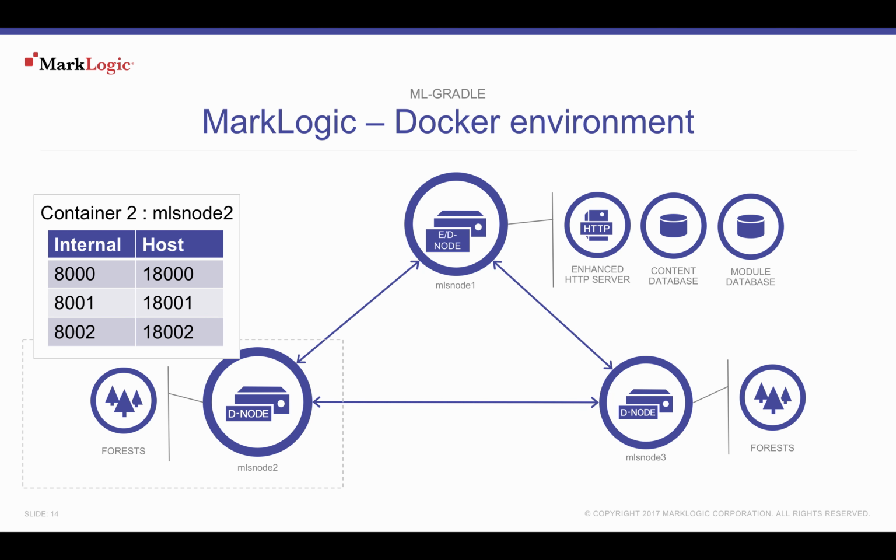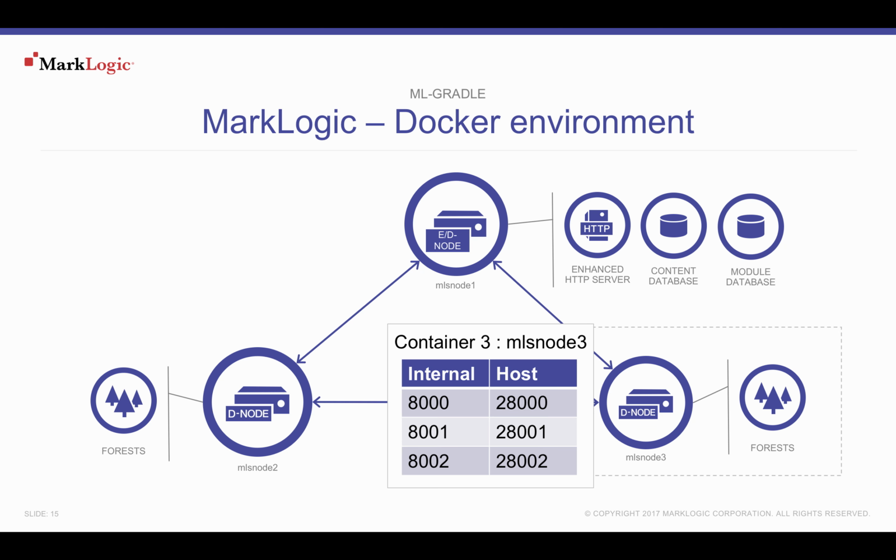Container 2, with a host name of MLS node 2, will map the container's MarkLogic ports 8001 and 8000 to the host computer's ports of 18001 and 18000. Finally, Container 3, with a host name of MLS node 3, will map the container's MarkLogic ports 8001 and 8000 to the host computer's ports of 28001 and 28000.